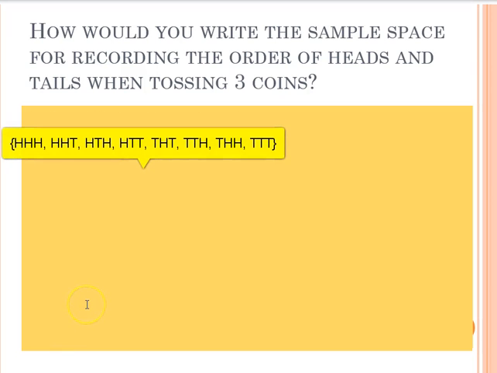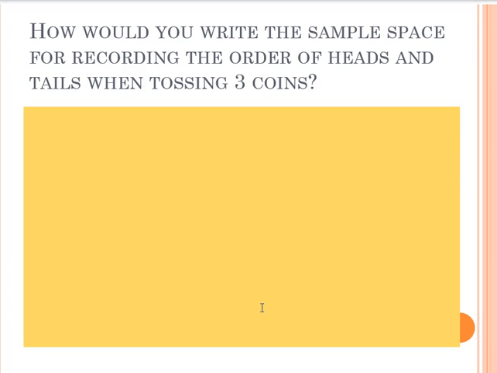So you can see that when I write out all possible combinations of flipping a coin 3 times and getting either a heads or a tails, there are 8 possible outcomes when I write out that entire sample space. Let's try another problem.